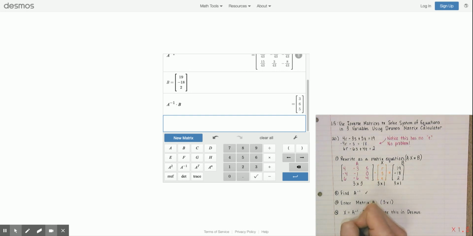Okay, so we have A to the negative 1, write this down, times matrix B equals our matrix, which is 3, 6, and 5, which corresponds to our R, our S, and our T, which we will write right here, 3, 6, and 5. And you can also write it as 3, 6, 5. And this is our answer.